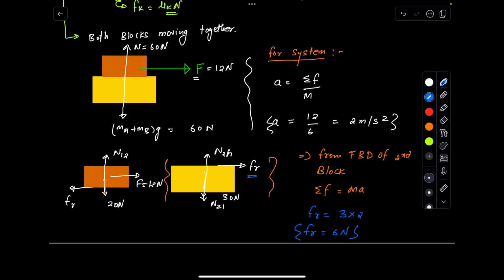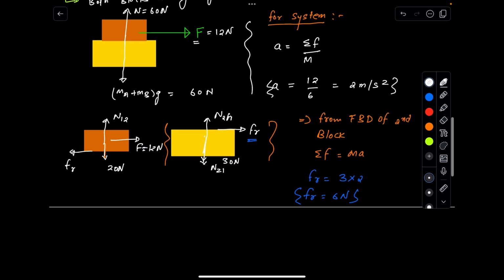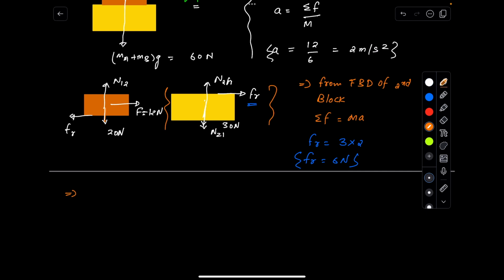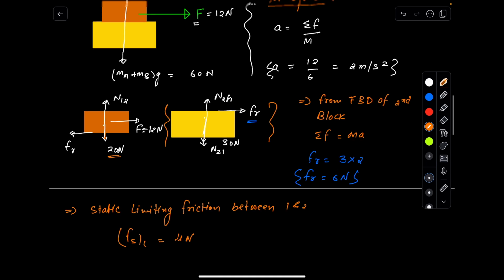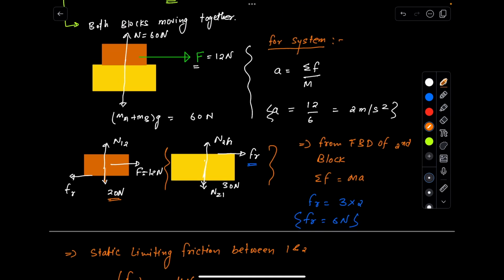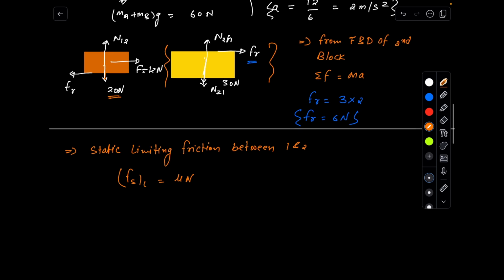Now let us find the static limiting value of the friction between 1 and 2. The static limiting friction between 1 and 2 is mu multiplied by the normal between the surfaces, and the normal between the surfaces is 20 Newton. If you look at this diagram, the gravity acting on the first block will cause the normal at this place. So the normal becomes 20 Newton, and then the static limiting friction is 0.5 multiplied by 20, which comes out to be 10 Newton.